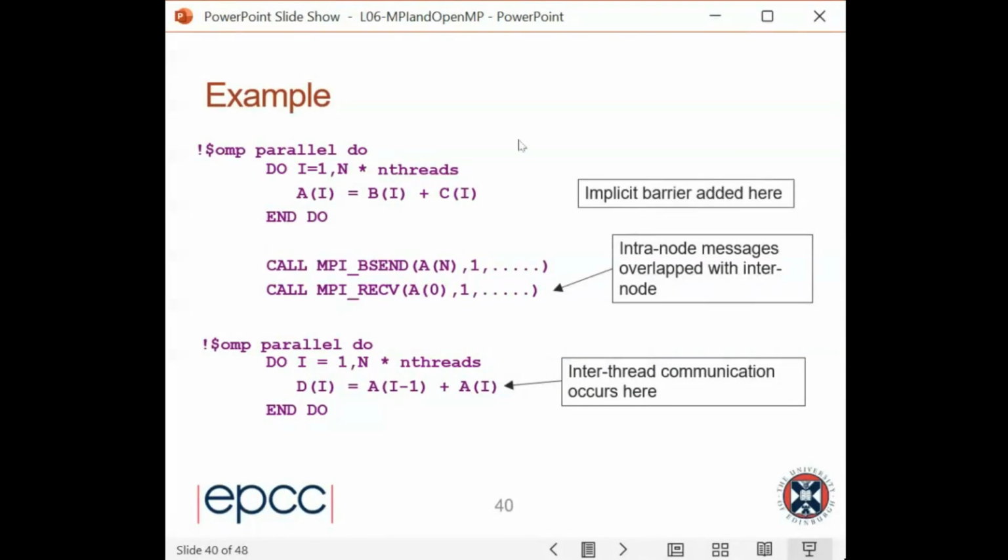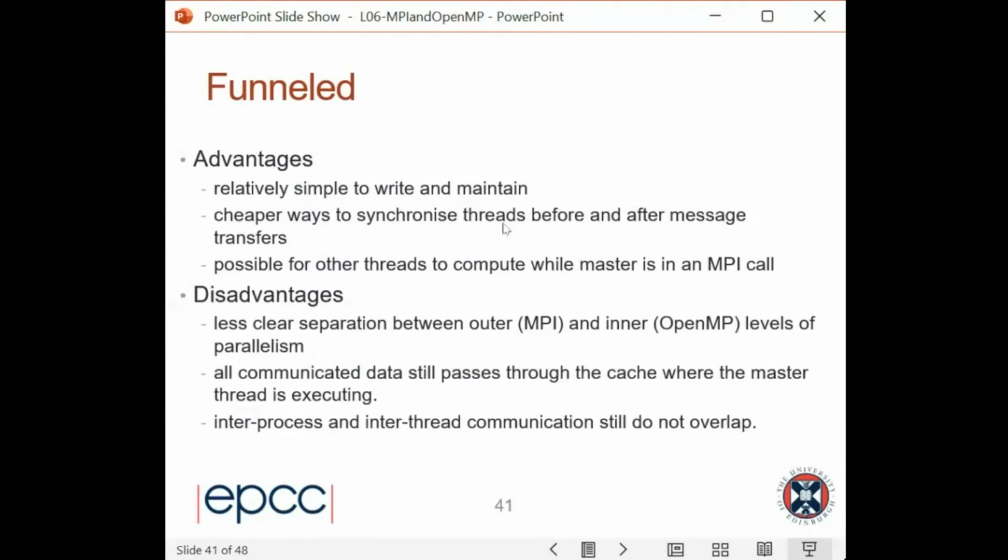And also there's an implicit barrier here for the parallel do, which is a synchronization point. Funneled is where you basically have extended parallel regions in OpenMP, but you use something like a critical region to make sure that all the communications is done by a single thread.